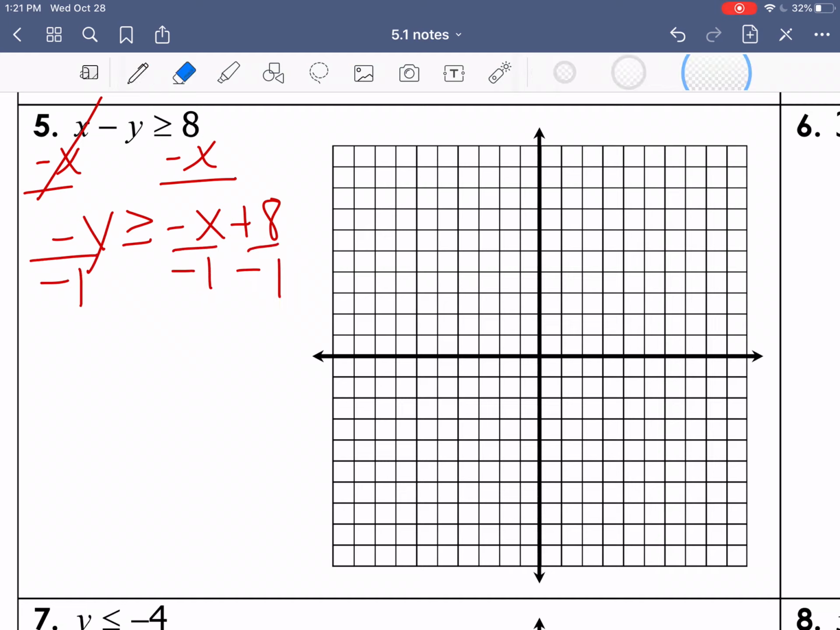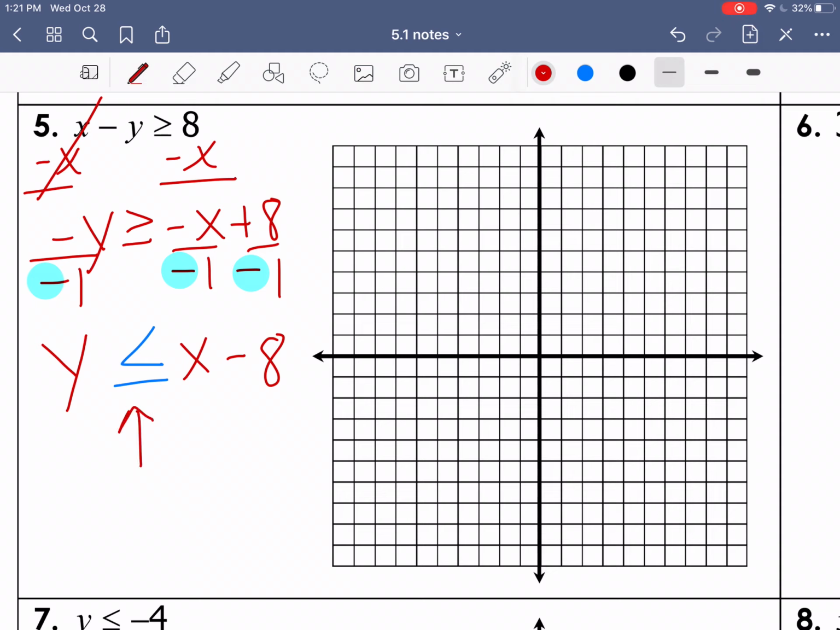So now I finally have an equal to line. So this is going to give me a solid, and it's less than or equal to, so I'm going to color below my line. So I'm starting all the way down at negative 8. Recall that the slope, if it's x, it's really 1 over 1. So I'm going up 1 over 1. And there's my 3 points, but again, draw your line all the way through, and I'm shading below it.